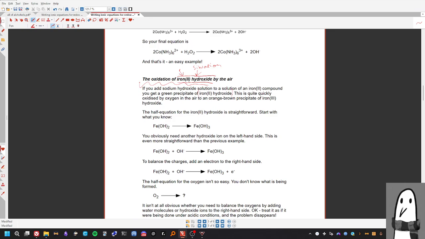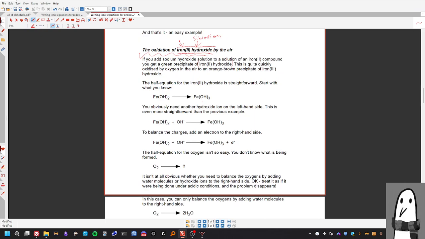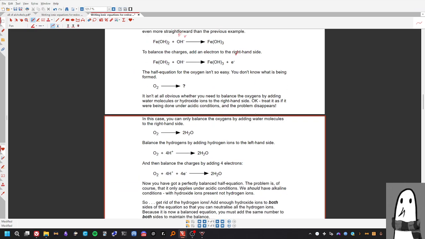So again, we're getting that iron(II) turned to iron(III), with oxygen being the oxidizing agent, so the air is being reduced. The half equation for iron(II) to iron(III) is pretty straightforward. You can write what you know, which is Fe(OH)2 to Fe(OH)3. Obviously you need another hydroxide ion, because there's (OH)2 over here and (OH)3 over here, so you need an OH- on the left side. Then you have 1 minus over here and none over there, so you add an electron on the right side, and that's going to be it.